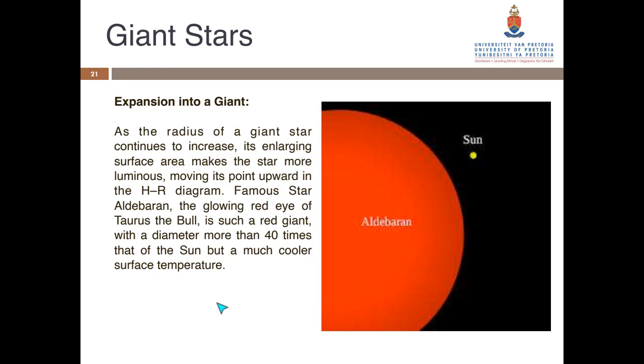As the radius of our giant star continues to increase, its enlarging surface area makes the star more luminous, moving its point upward in the HR diagram. The famous star Aldebaran, the glowing red eye of Taurus the Bull, is such a red giant, with a diameter more than 40 times that of the Sun, but a much cooler surface temperature.